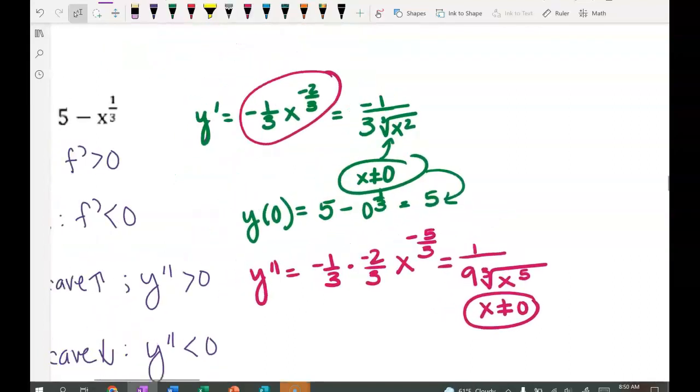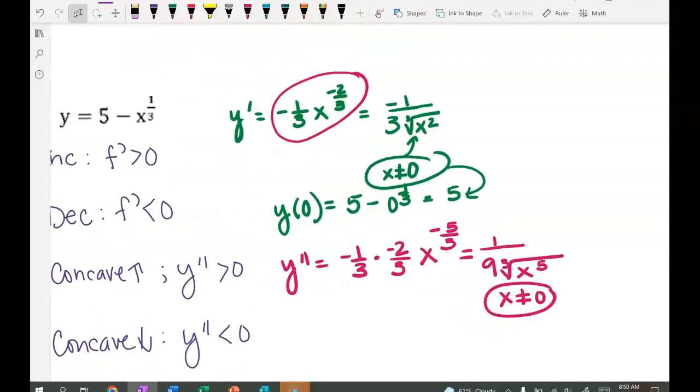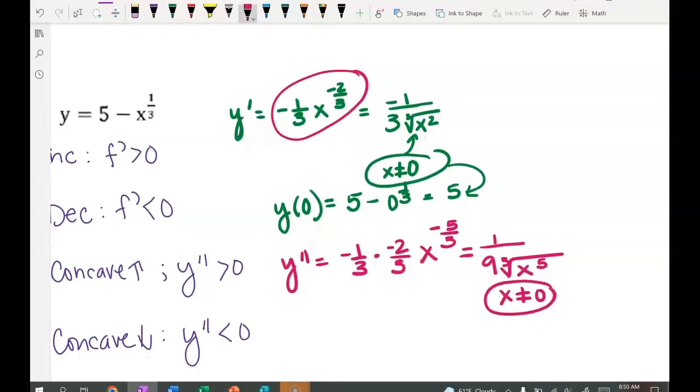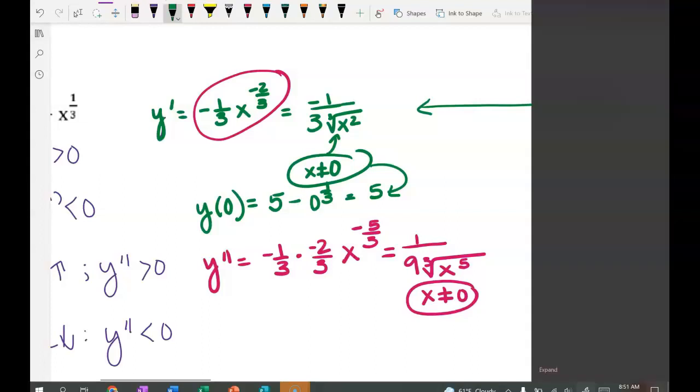Okay, so here we have all three equations. The original equation, f of x, or y equals 5 minus x to the 1/3. We have the first derivative, we have the second derivative. Now let's make the number line for the first derivative and the second derivative. Okay, so we only have one x value.